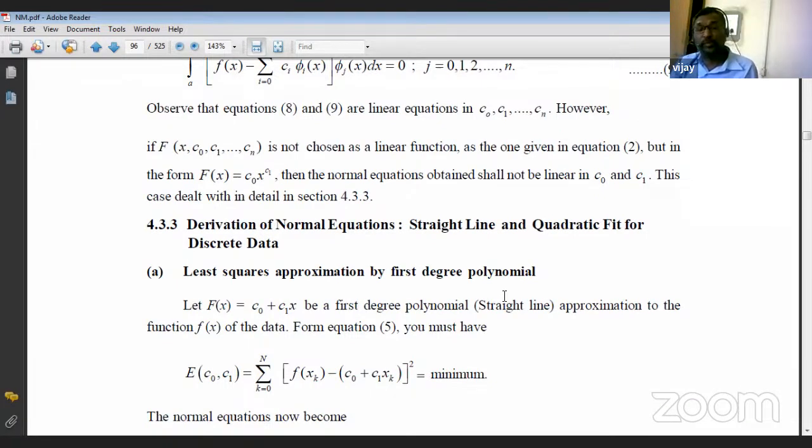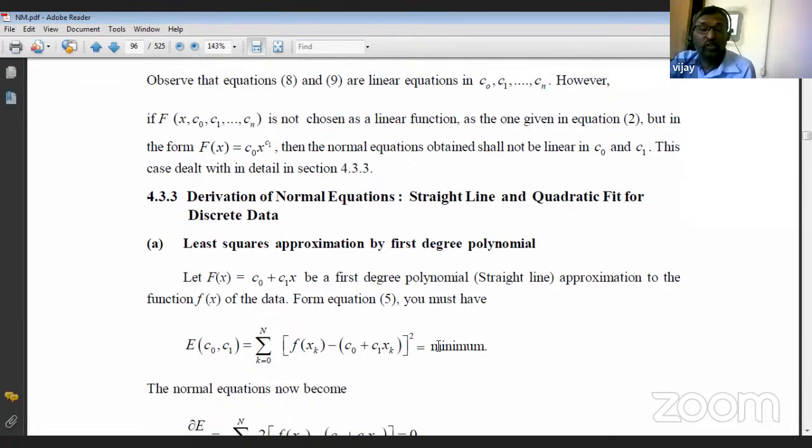Least squares approximation by first degree polynomial. What is the first degree polynomial? F of x is equal to c0 plus c1 x, a first degree polynomial approximation of the function f of x of the data. So we are taking two values here, c0 and c1, such that the summation of k equal to 0 to n of f of x k minus c0 plus c1 x k, whole square, is minimum.